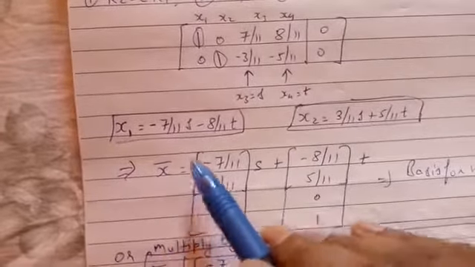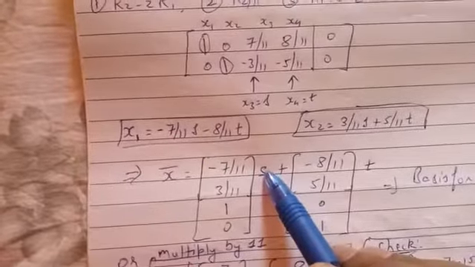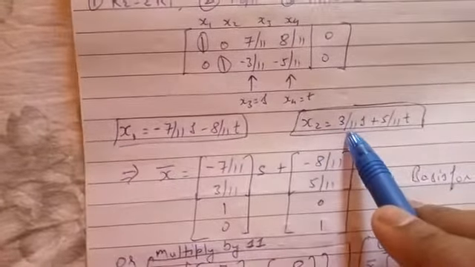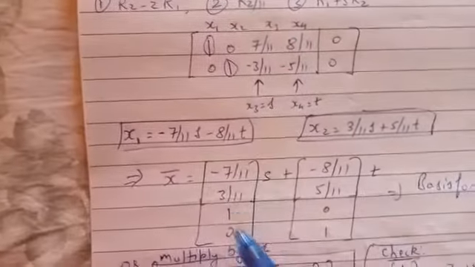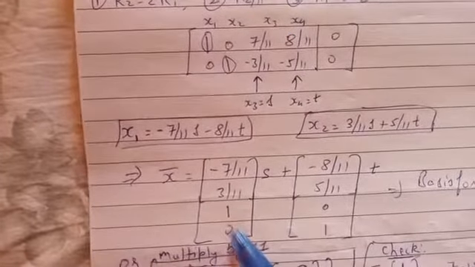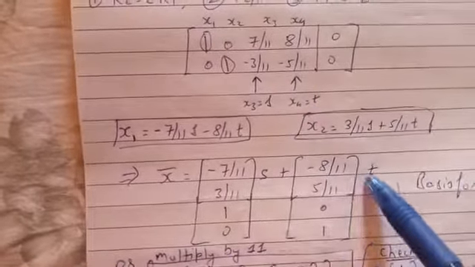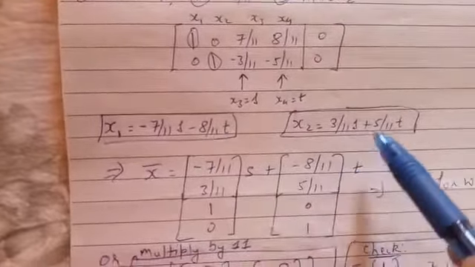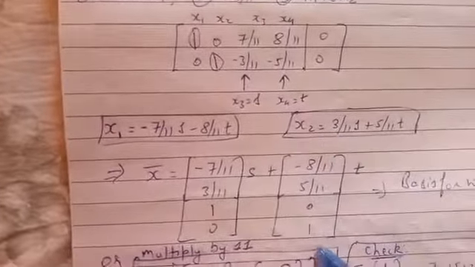So x bar, the total vector, is nothing but minus 7 by 11 s. Then I'm going to take x2, which has 3 by 11 s. x3 is assumed to be s, therefore you have 1 here, and x4 is 0 because x4 is assumed to be t. Similarly, you write for t, you have minus 8 by 11, 5 by 11, x3 will be 0 and x4 is 1, right? So basically this will now form the basis for W tilde, right?